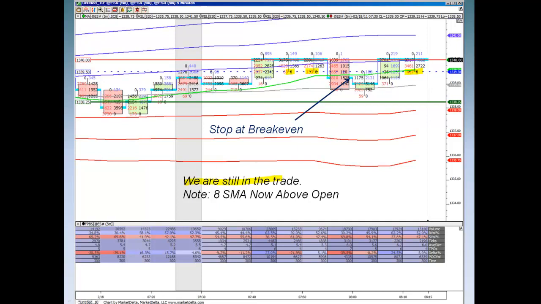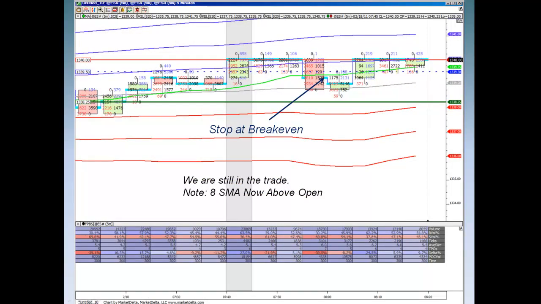So we're still in the trade, and now my 8 simple moving average is hovering ever so slightly above the open. Hasn't really started to slope up yet, but it's still a good sign. It hasn't sloped down. So I'm in the trade, and let's continue on and see what happens. Well, I get another candle. Again, we don't get a range extension, but I'm still in the trade, and I don't drop any lower, and my stop is still at break even. So let's continue on another 5 minutes and see what happens.